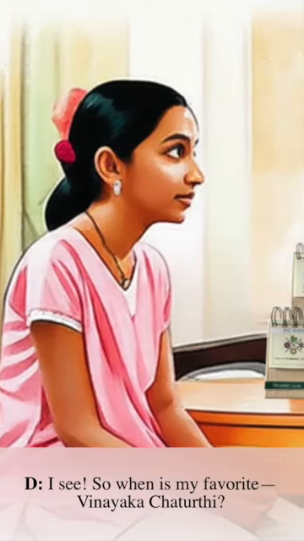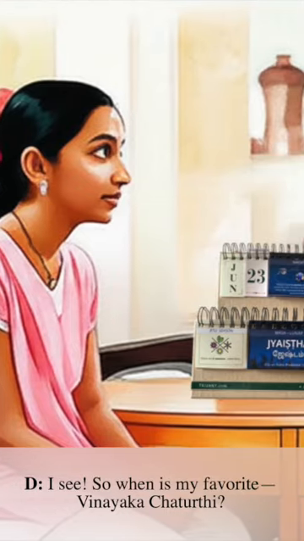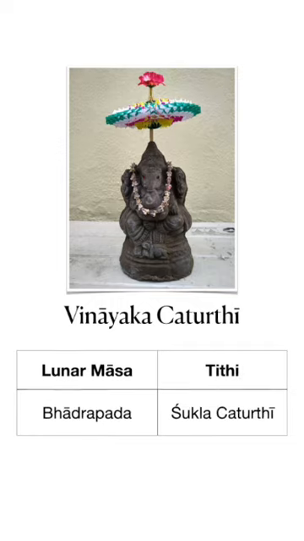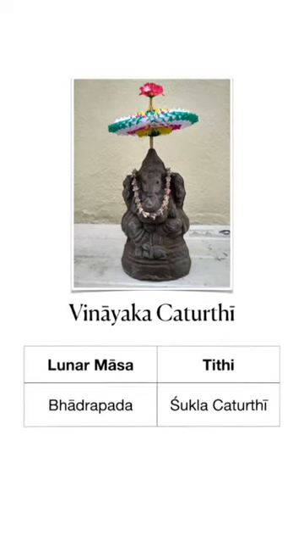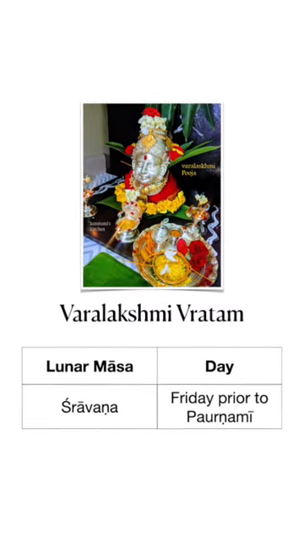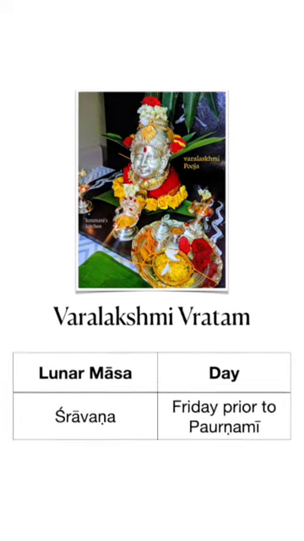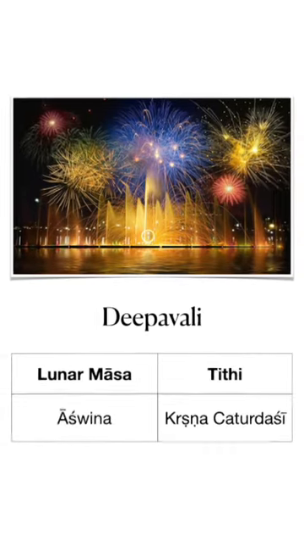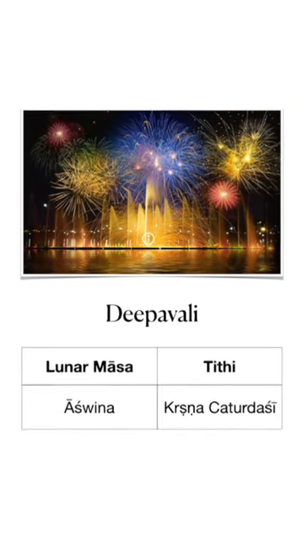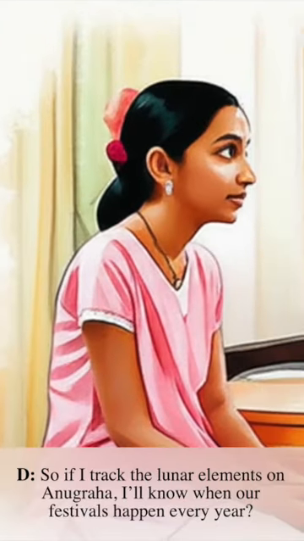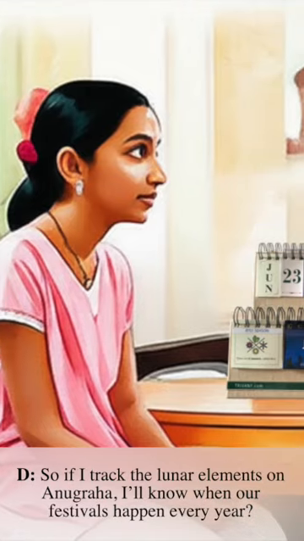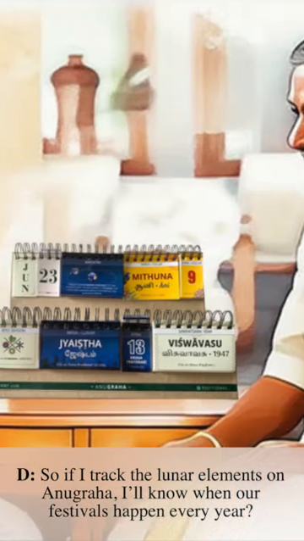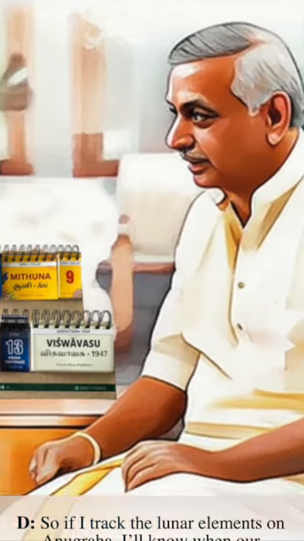I see. So when is my favorite? Vinayaka Chaturthi? That falls on Bhadrapada Masa, Shukla Paksha Chaturthi Tithi. Oh, what about Amma's favorite? Varalakshmi? That's on the Friday before the Paurnami of Shravana Masa. And yours? Deepavali? That's in Ashwina Masa, Krishna Chaturdashi Tithi. So if I track the lunar elements on Anugraha, I'll know when our festivals happen every year. I won't need to Google when is Deepavali this year ever again.